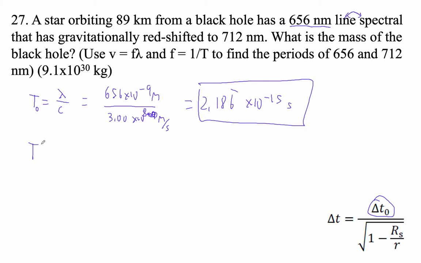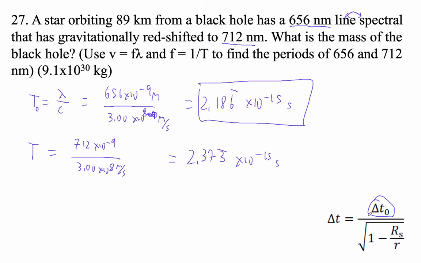And then the dilated time is 712 times 10 to the minus 9th over 3.00 times 10 to the 8th meters per second. And this one is longer: 2.373 times 10 to the minus 15th seconds.